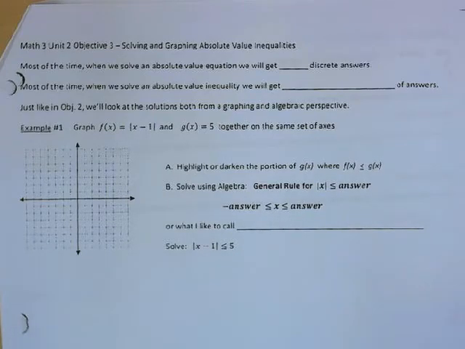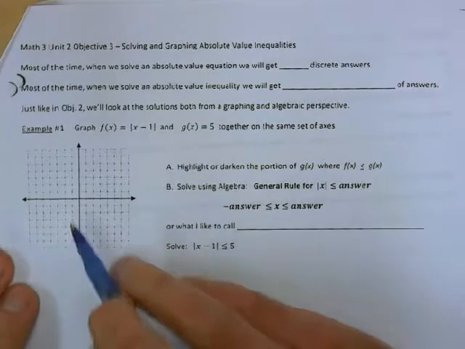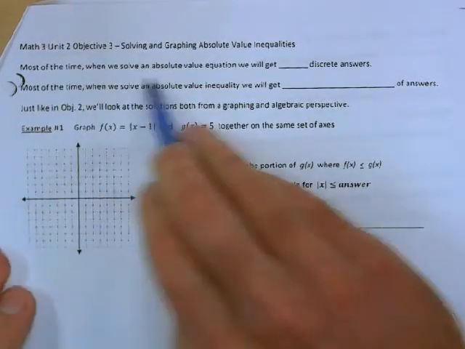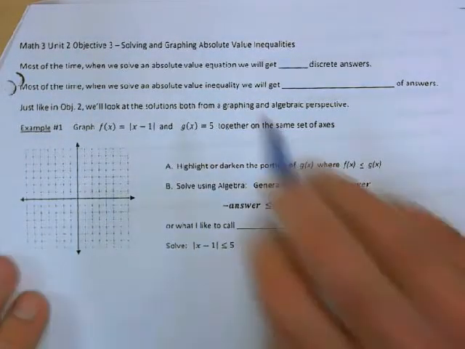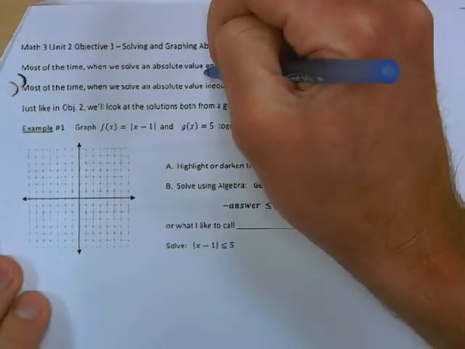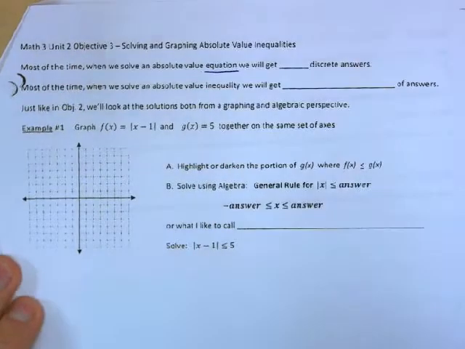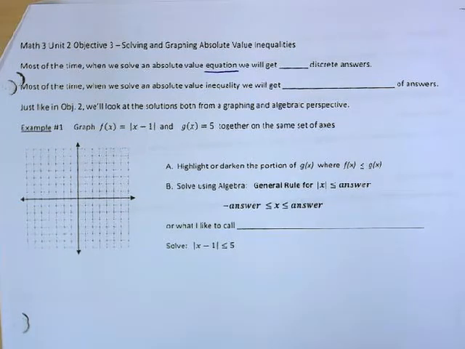All right, now we've got the Unit 2, Objective 3 notes, solving and graphing absolute value inequalities. Okay, let's dive right in. So, like it says here, most of the time when we solve an absolute value equation, now that's the keyword there, is an equation, because today we're going to be dealing with inequalities, which is a greater than or less than sign instead of an equal sign.